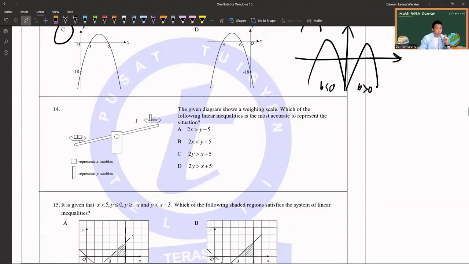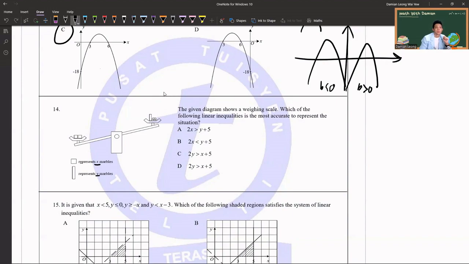Then, question 14. Given the diagram shows a weighing scale, which of the following linear inequalities is the most accurate to represent the situation that we have here? Which linear inequality can represent this? So this square is represented by X. This is represented by Y. And each of these is one marble.